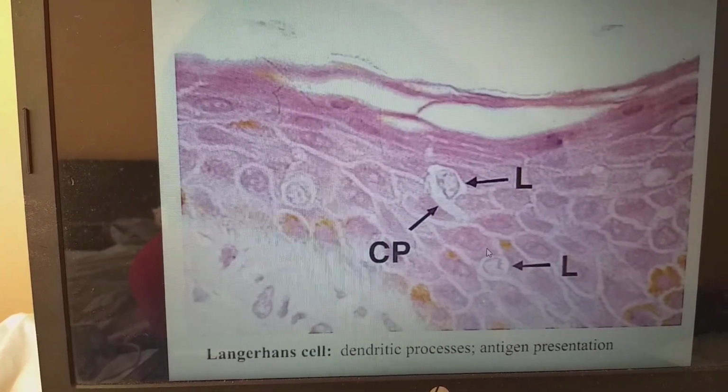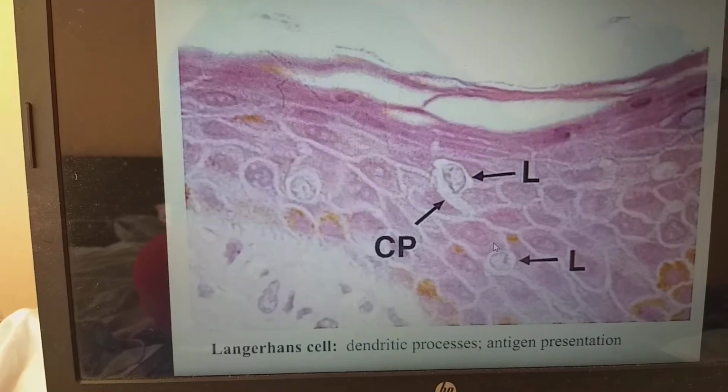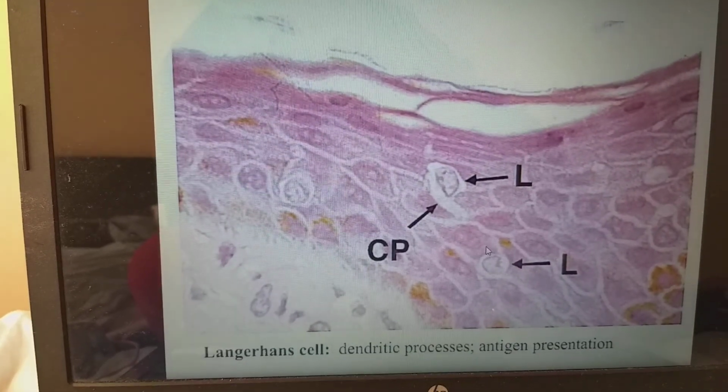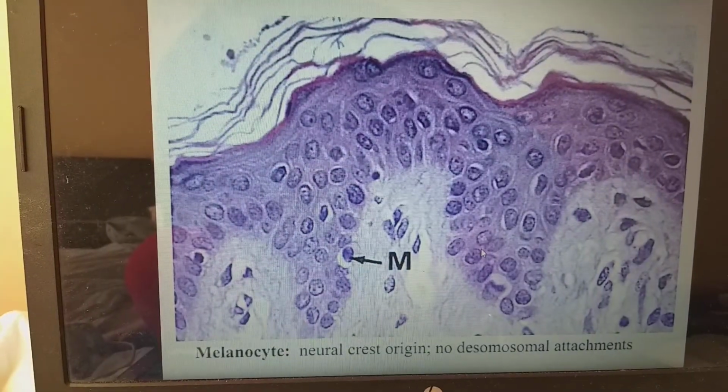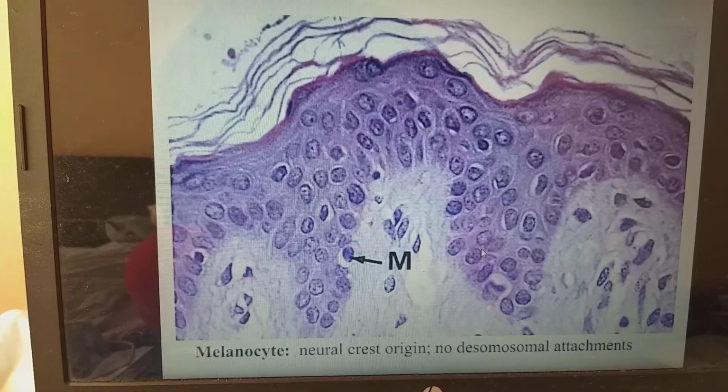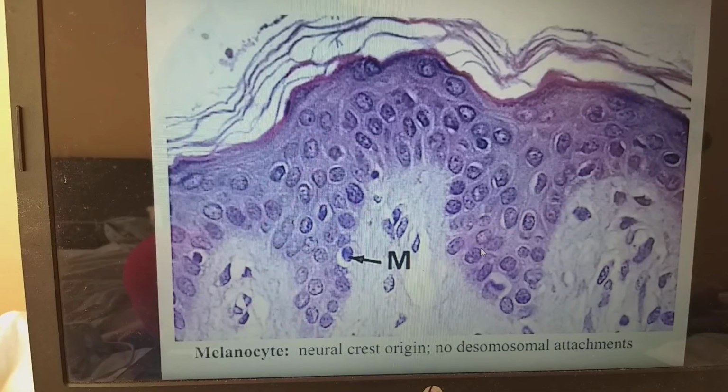So these are the Langerhans cells. These are nothing but dendritic processes for antigen presentation. And these are the melanocytes, which give the skin color.